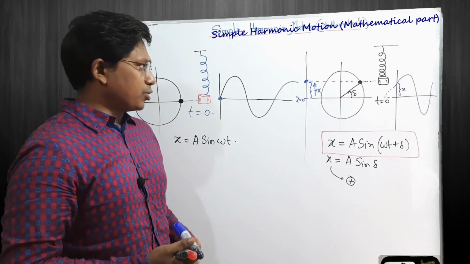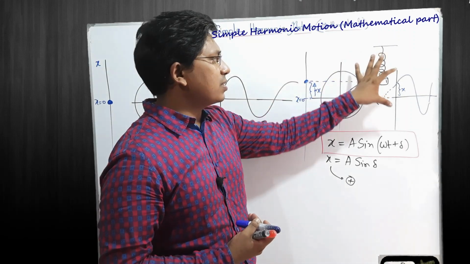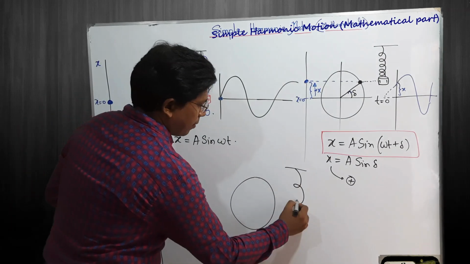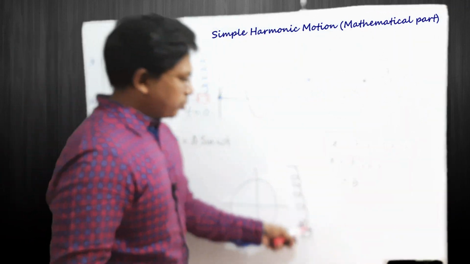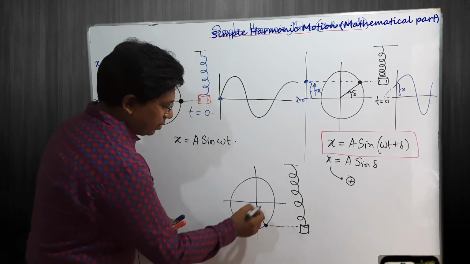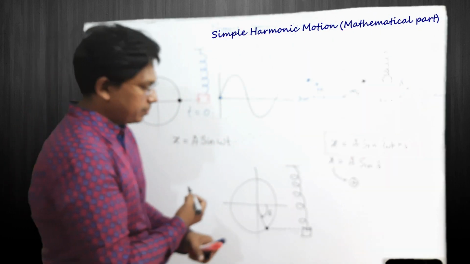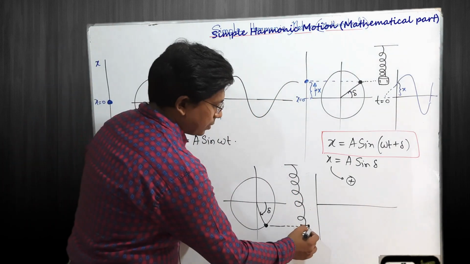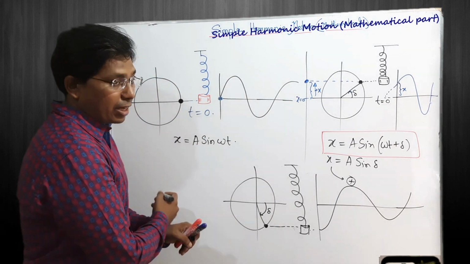You can ask me another question here: sir, every time the spring is in a compressed position, but it can also gain an expanded position, like this way. This is the expanded position of the spring from the equilibrium position. Here, the initial phase angle δ is placed here. How can we express this equation? And what about the sine graph? Here is the starting point, and now it moves on. What will be the equation?